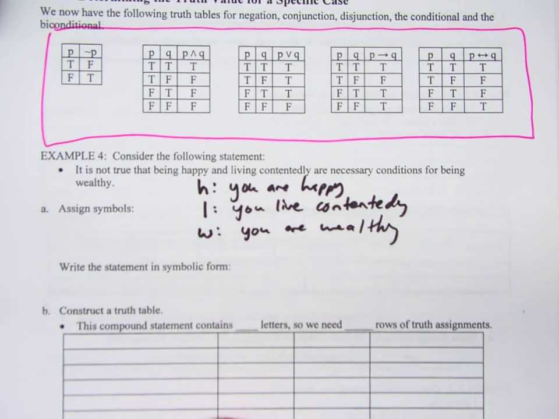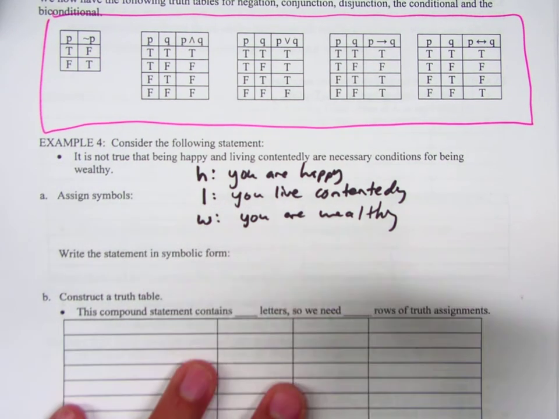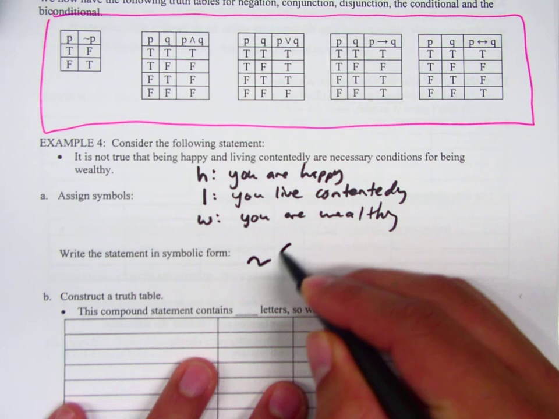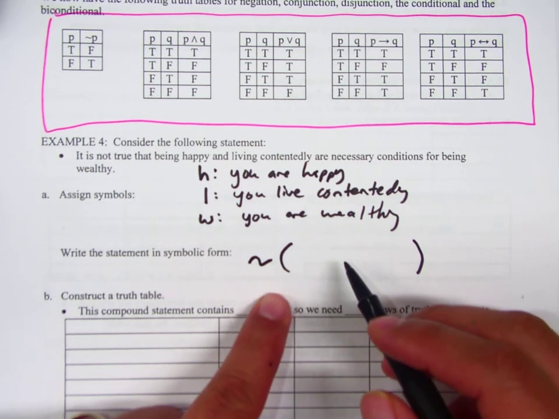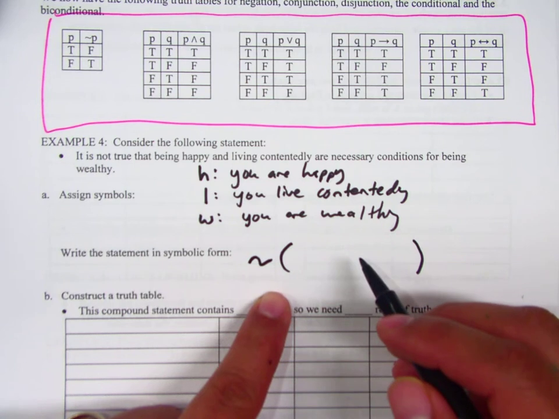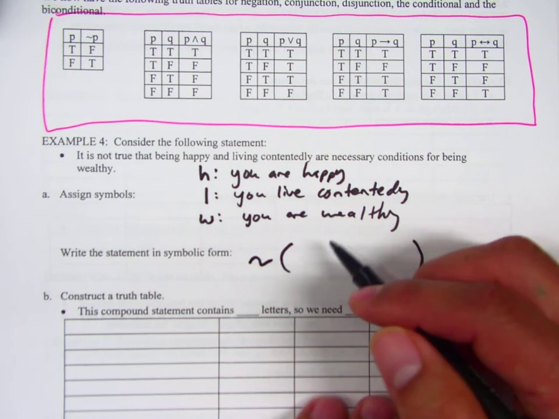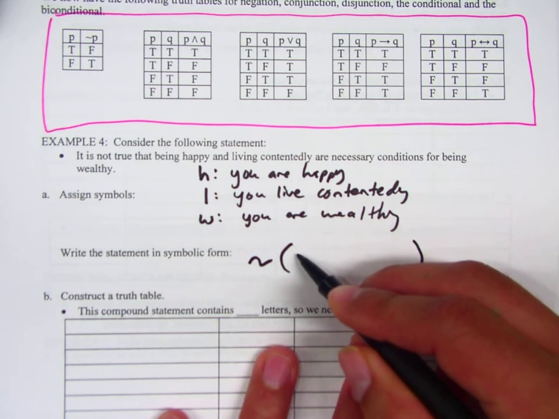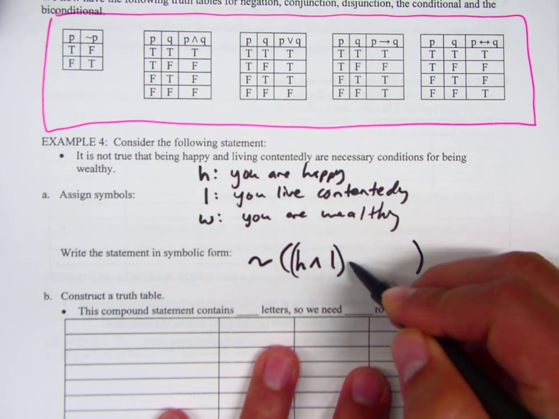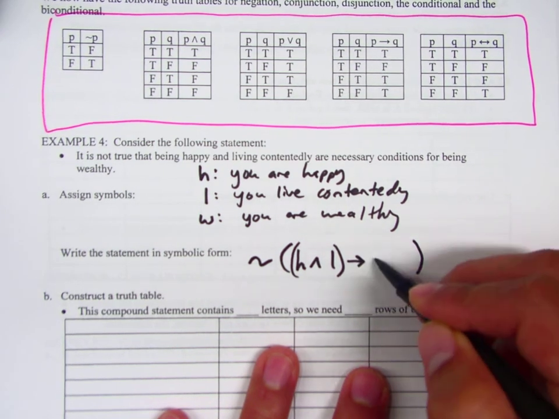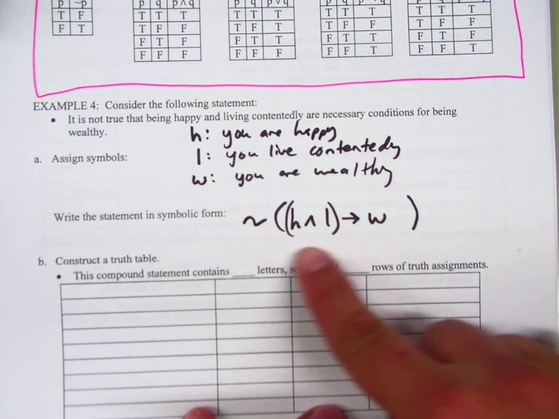Now, if I write the statement in symbolic form, whenever we start a sentence with "it is not true that," what does that mean? So we have a negation sign, and then everything else after that, you kind of just translate, right? Living contentedly are necessary conditions for being wealthy. So here we're going to have being happy, H, and living contentedly, L. And then being wealthy, W. Okay? You guys see how we're setting that up?